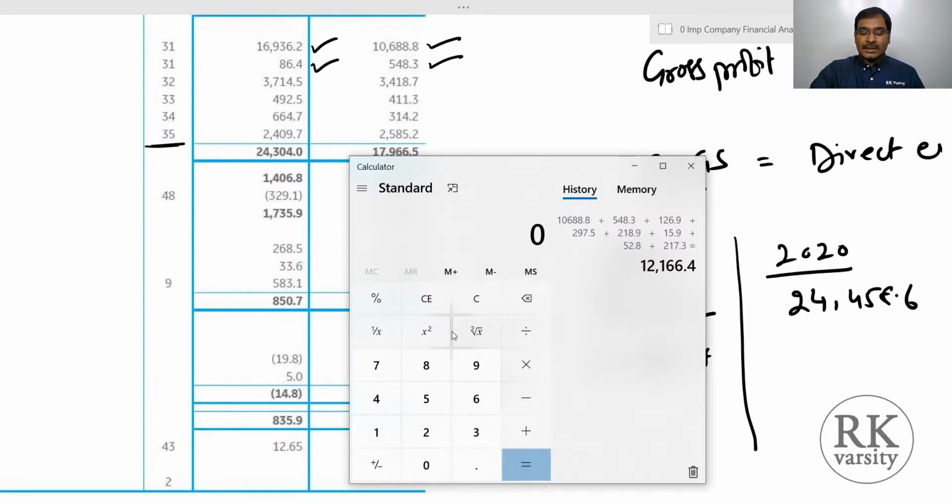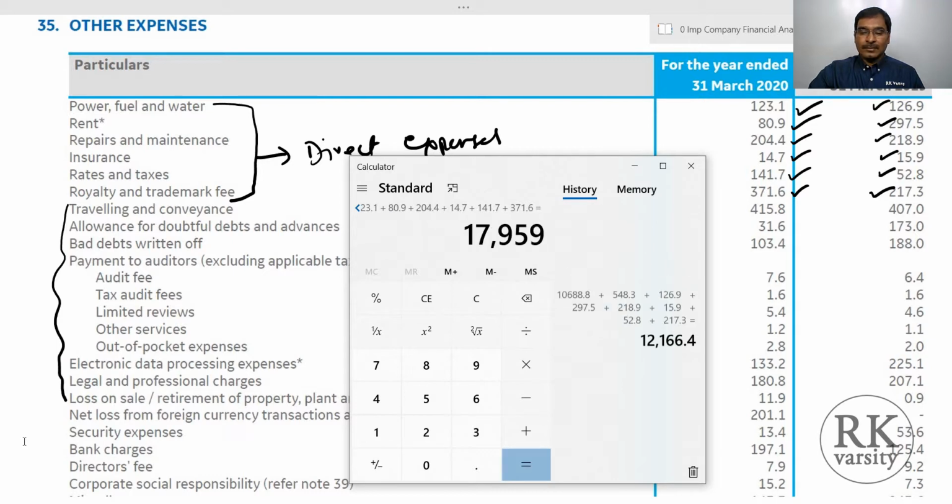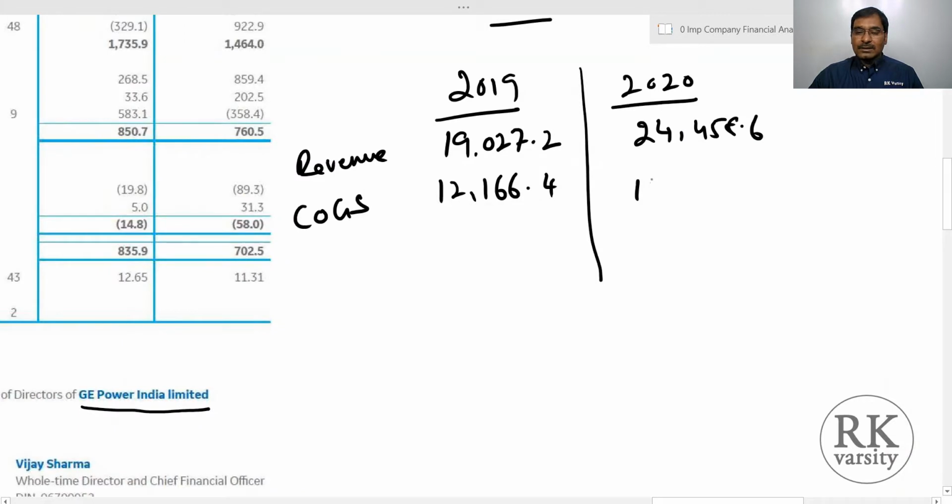So this is 16,936.2 plus 86.4 plus 123.1 plus 80.9 plus 204.4 plus 14.7 plus 141.7 plus 371.6. So this comes to 17,959. So this is 17,959.